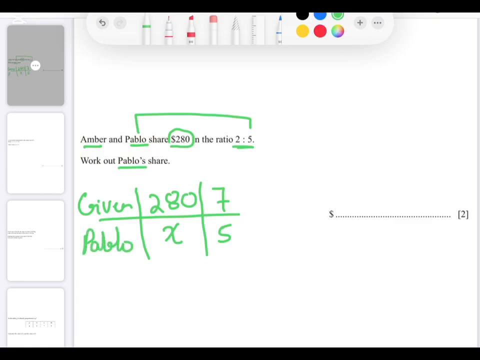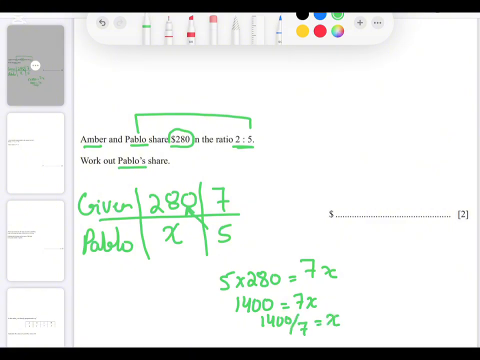So how can we solve this question? Simply we need to cross multiply, what we have done in the previous class. First 5 multiplied by 280, and then 7 multiplied by x will be 7x. So 280 multiplied by 5 will give us 1400, which is equal to 7x. 7 will go to the other side and divide. So 1400 divided by 7 will give us $200. So the final answer is $200.